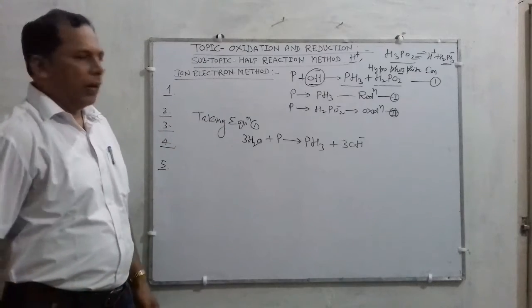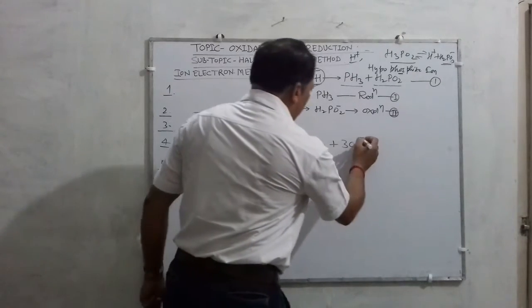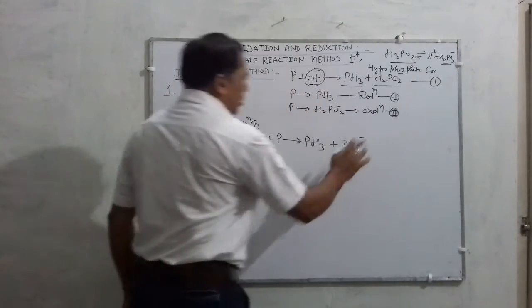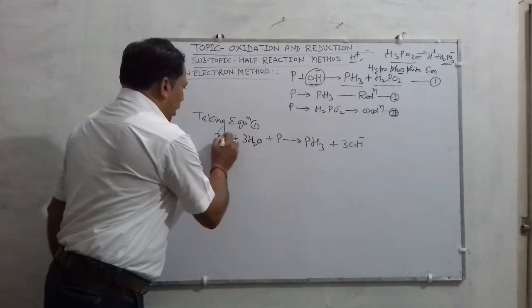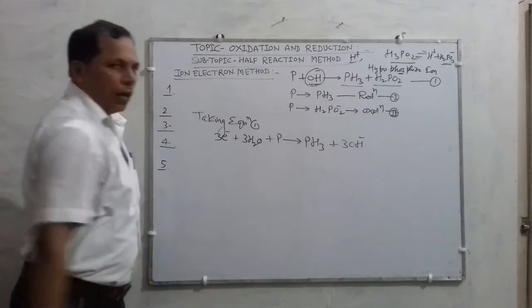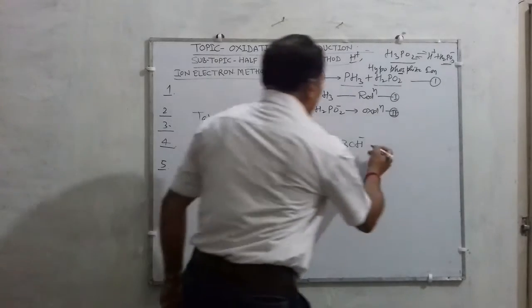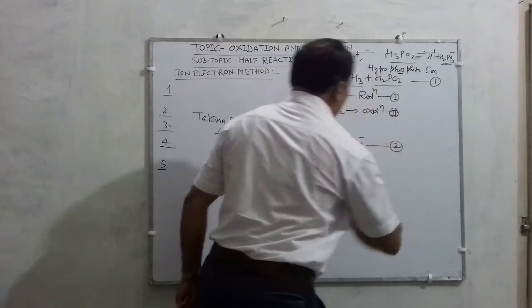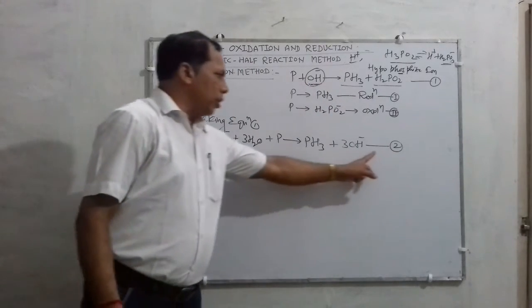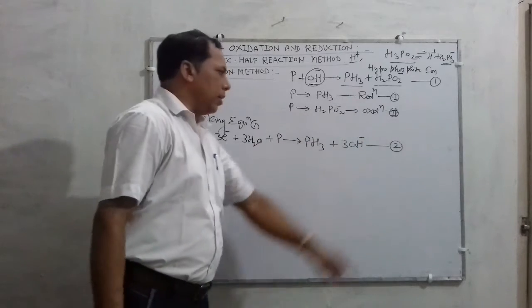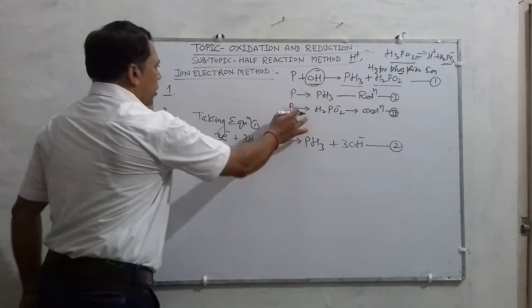Now the charges have to be balanced. Here there are 3 minus charges, so 3 electrons will be added for the balancing of this reaction. Suppose this is question number 2. So this equation 2 is a balanced half reduction reaction. And now taking equation 2, this one.